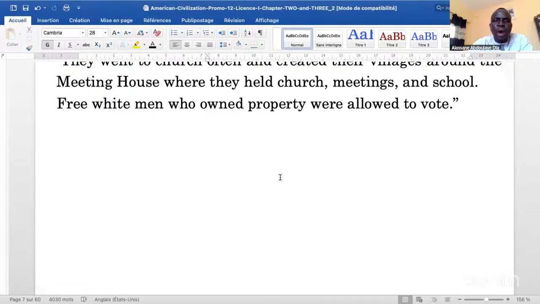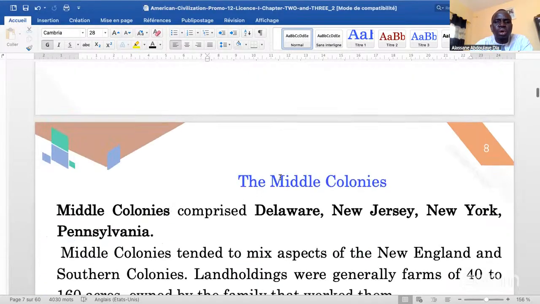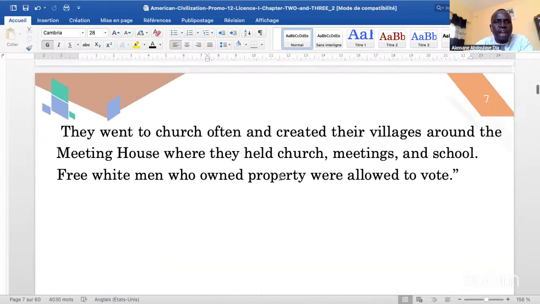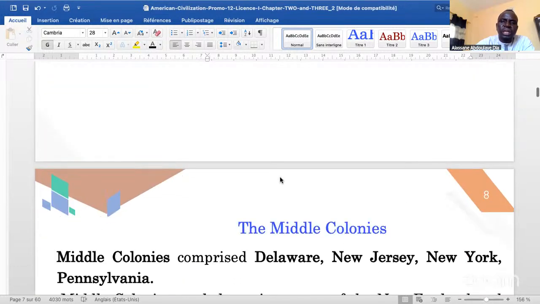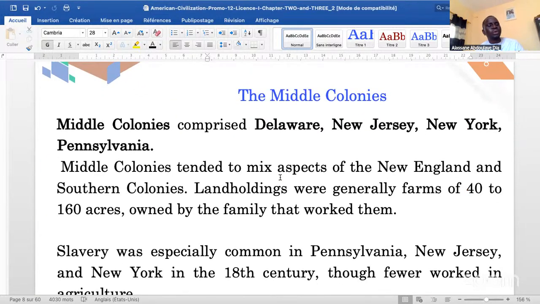Some free white men who owned property were allowed to vote. What does it mean? The high-ranking white people were the bourgeois. They are those who had title, who could represent in terms of government. They were in the leadership. They were the leaders, and they were representing the people. That was New England.